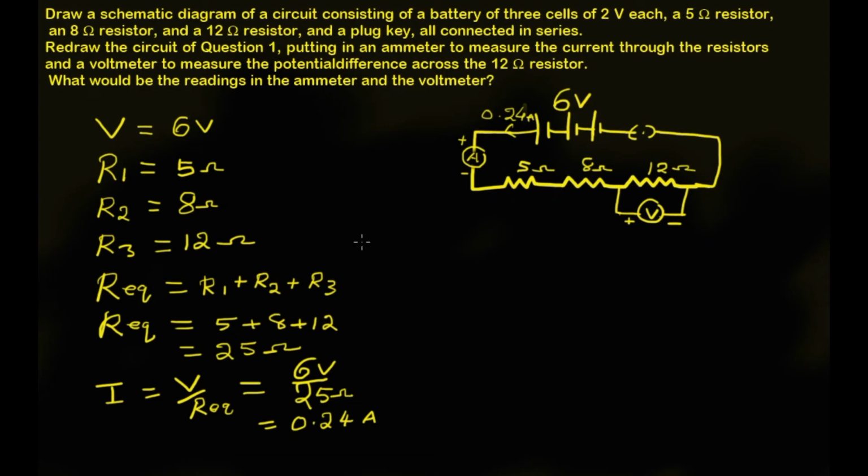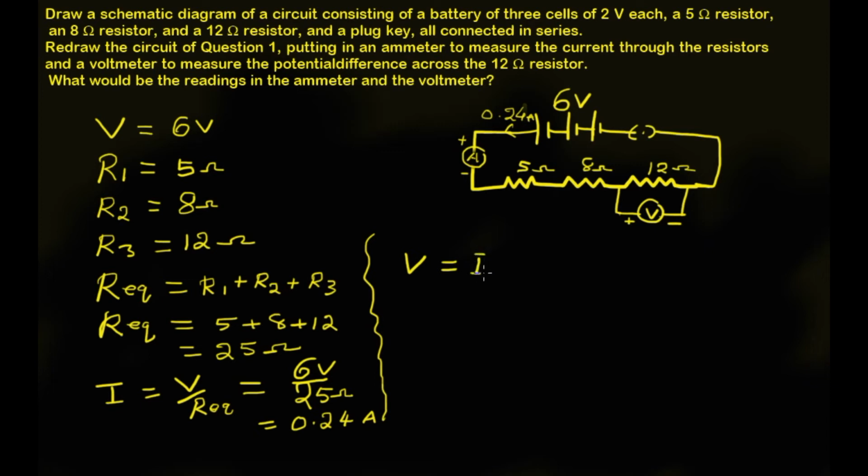Now to do the second part of the second bit question, that is to find the voltmeter reading, here we have a 12 ohm resistor and the voltmeter is connected parallel to that, and we know that the same 0.24 ampere is flowing through all resistors. So in the 12 ohm resistor also the current flowing is the same 0.24 ampere, and the voltmeter reading across the 12 ohm resistor we can find out by using the Ohm's law equation.